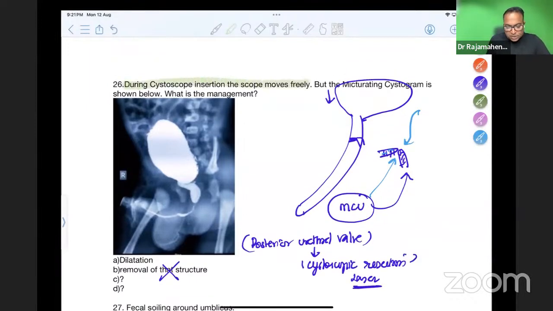During cystoscope insertion, if the scope moves freely, it means what? It is not a stricture. Please remember this, it's not a stricture. But the micturating cystourethrogram is showing a narrowing there. That means what? It is a posterior urethral valve. See, this question you can understand, they don't give a diagnosis, they want you to make the diagnosis and then come to the treatment.